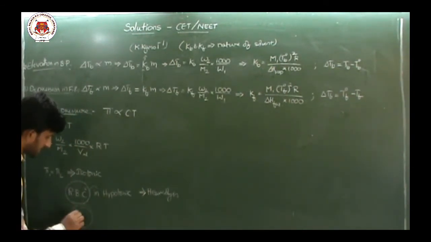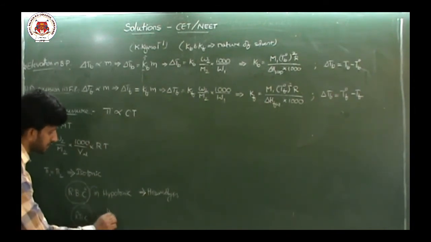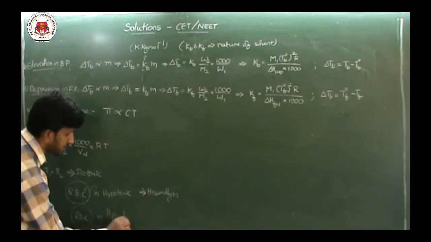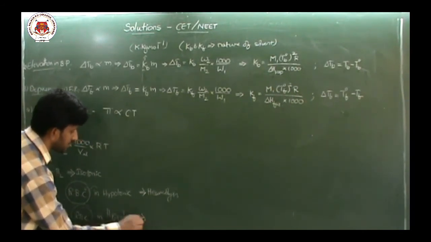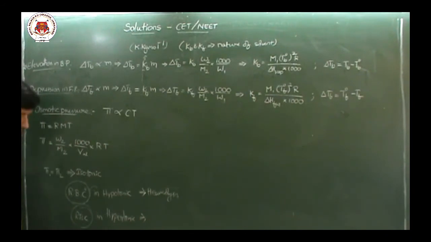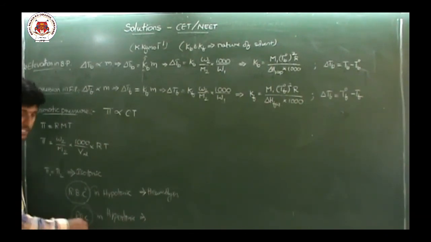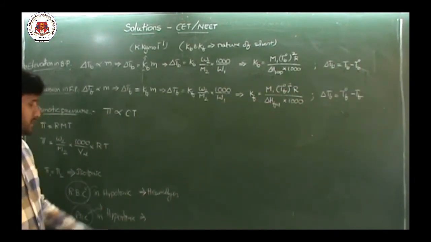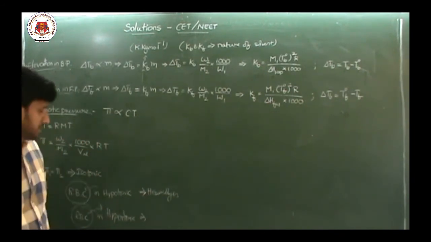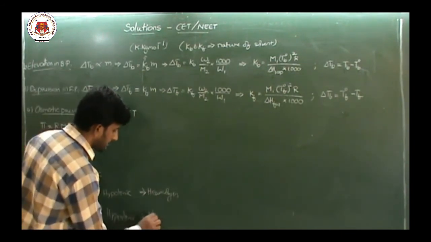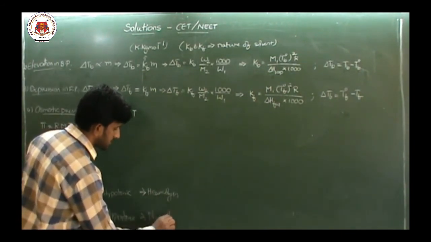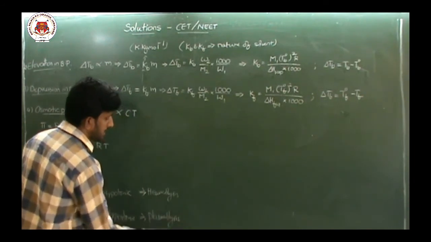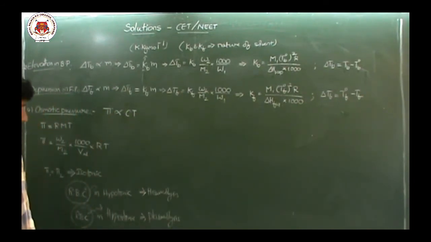And if the same cell, not only RBC, you can take any cell, we place it in a hypertonic solution, hypertonic means the osmotic pressure is greater than that of the cell, concentration is more outside the cell. Now the solvent molecules move from inside to outside, meaning the cell starts shrinking. That process is called plasmolysis. Okay, so that is about the osmotic pressure concept.